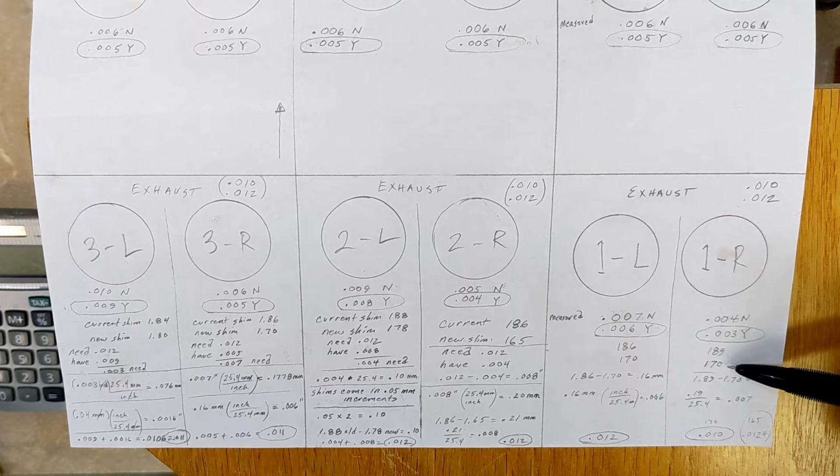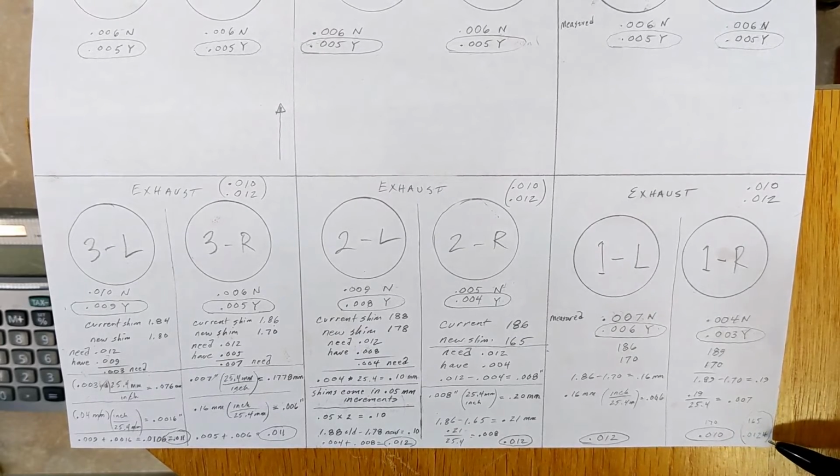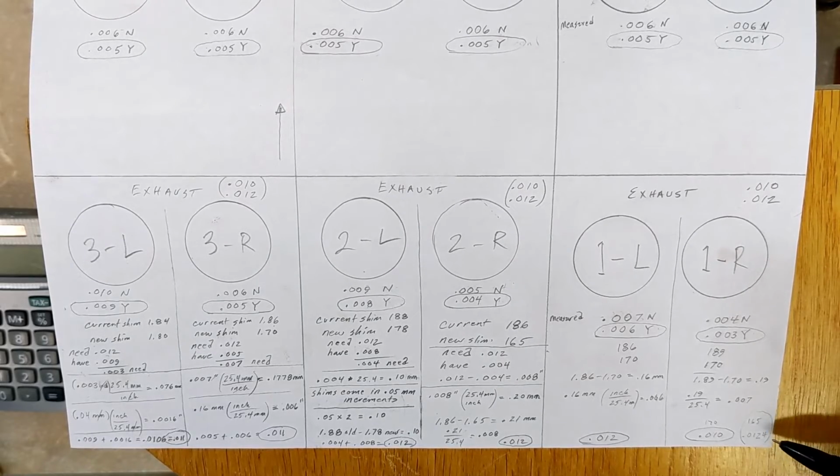I think I'm going to go with 165, because that will bump me up from 10 thousandths to 12 plus change. So 5 out of 6 were exactly like I wanted. This one I'm going to redo.